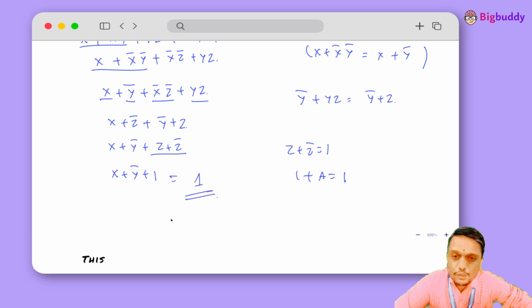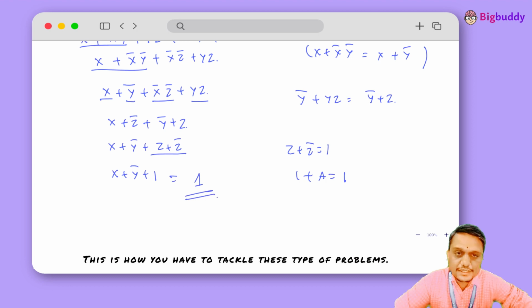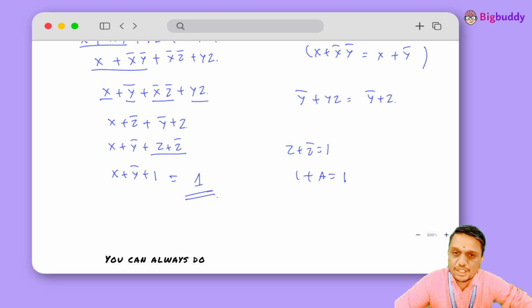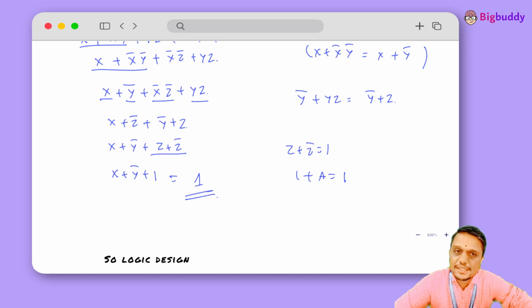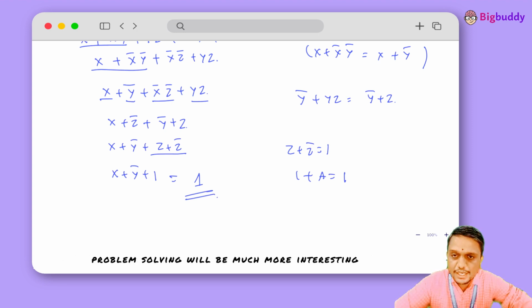Okay. See, this is how you have to tackle these type of problems. Like this, you can always do problem solving, much more interesting problem solving with respect to logic design. So logic design is basically problem solving. If you understand the concepts very well, the problem solving will be much more interesting and much more curious for all of you.